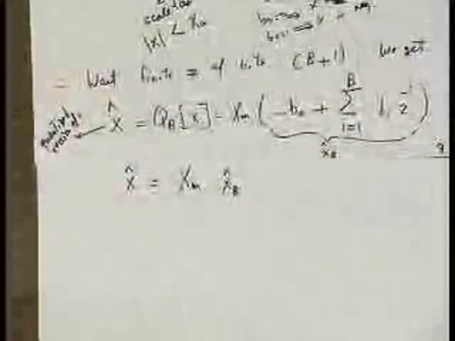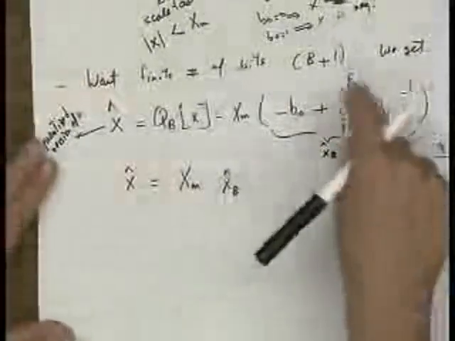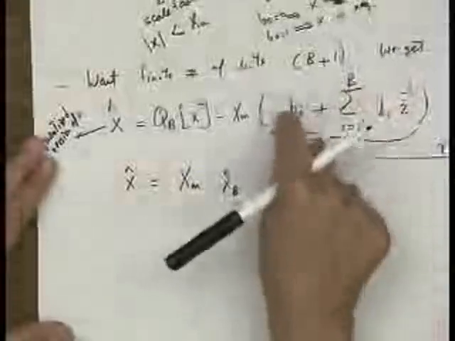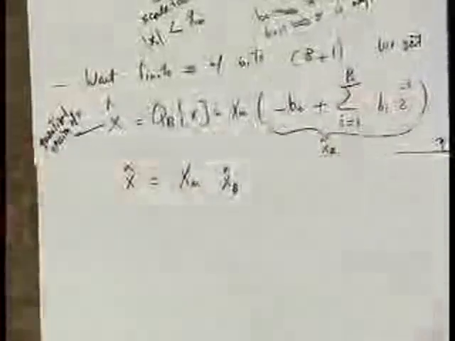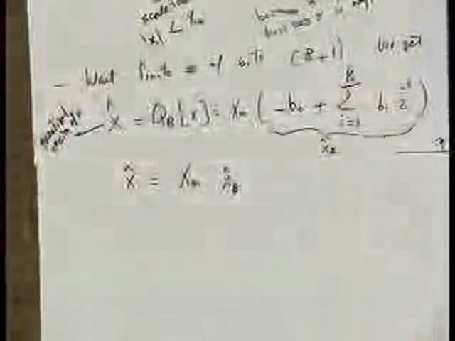Why do we have b plus 1 bits? Well, there's b bits here, and then the sign. You have to represent whether the thing is positive or negative. Otherwise, there's going to be ambiguities.